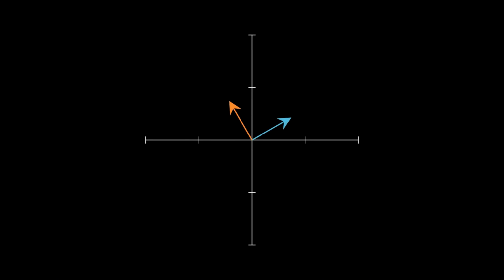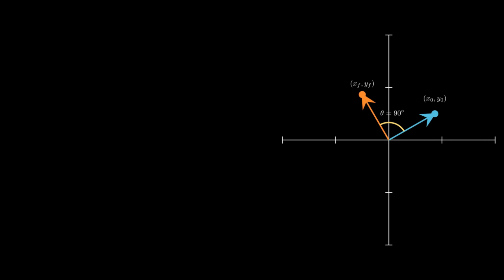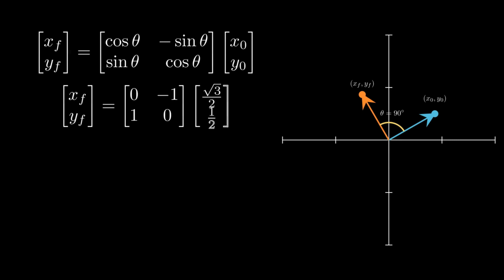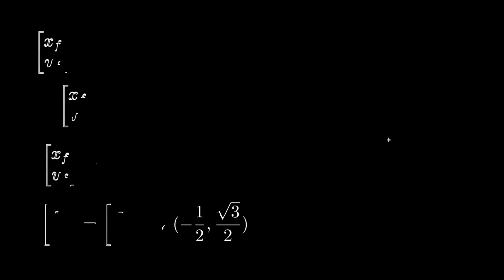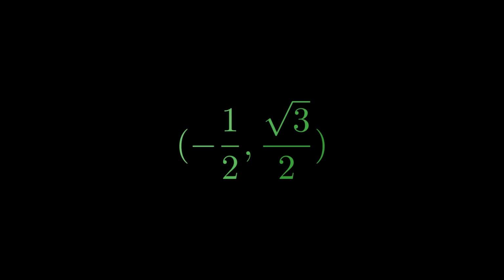Let's verify our derivation on our original problem. What are the coordinates of the second point if we rotated the first point by 90 degrees? Plugging in the angle and multiplying the derived rotation matrix with our original point's coordinates, we yield the coordinates of -1/2 and the square root of 3/2.